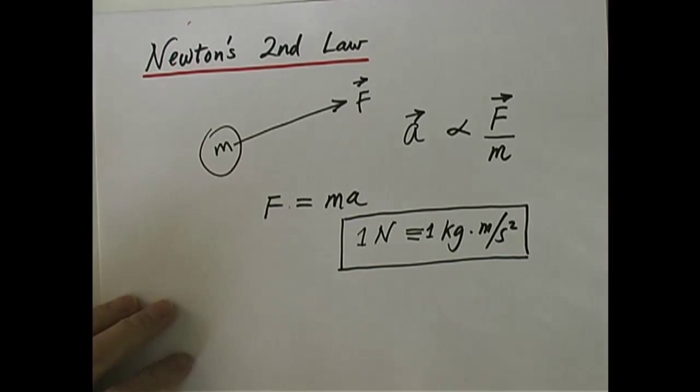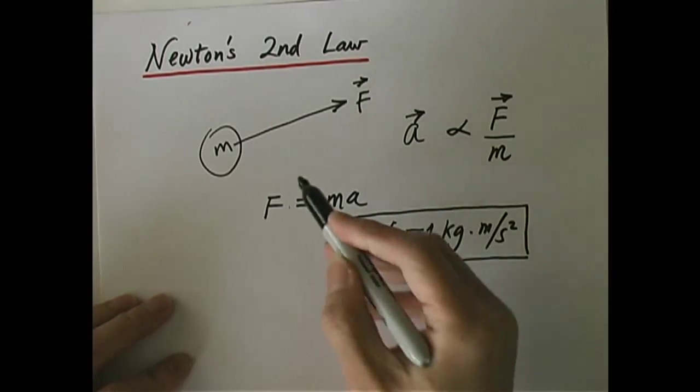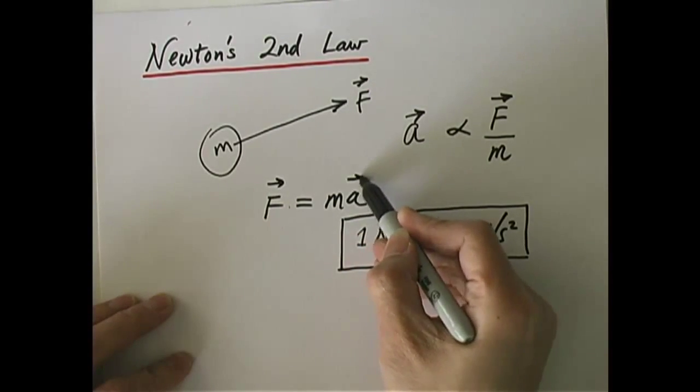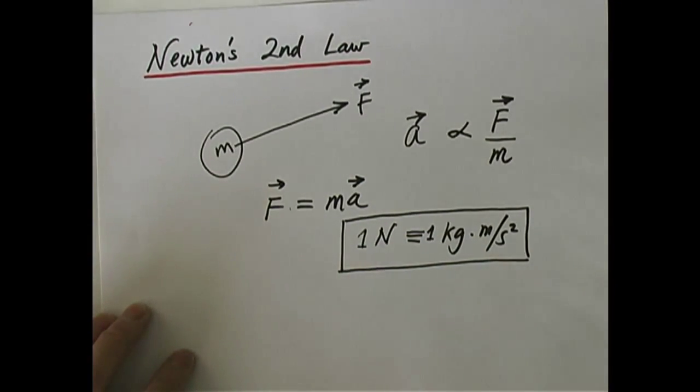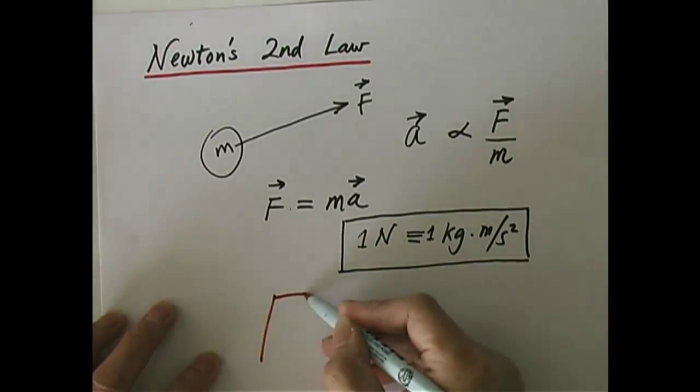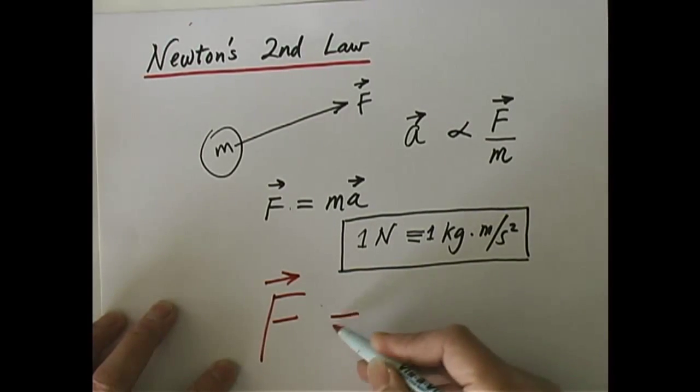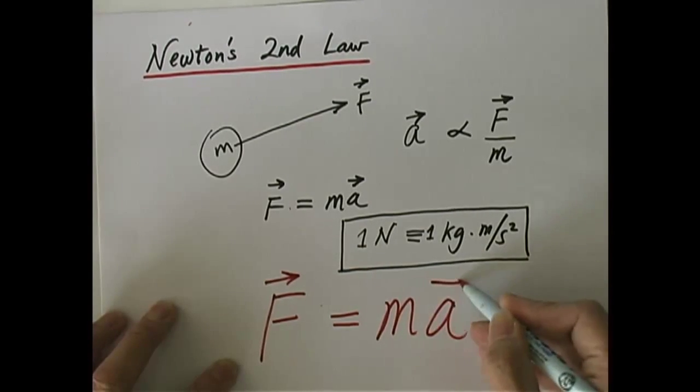So we have F equals ma, and that, of course, is a vector equation. And that is too small. I want to write it really large. F equals ma. Now, why do I make it that large?